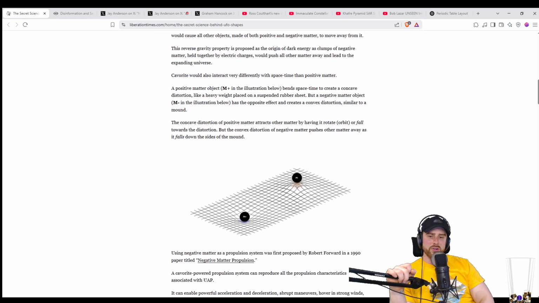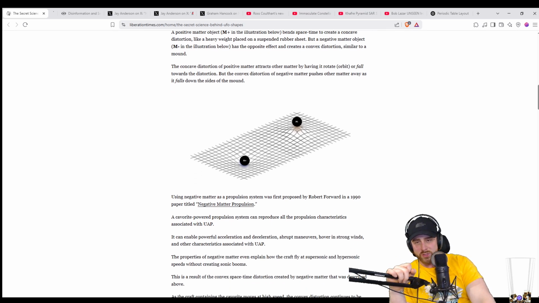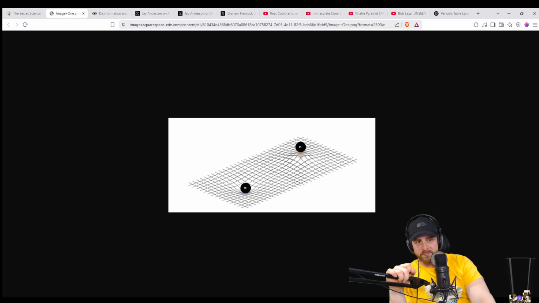The concave distortion of positive matter attracts other matter by having it rotate, orbit, or fall towards the distortion. But the convex distortion of negative matter pushes other matter away as it falls down the sides of the mound. Here's the illustration here. Intriguing.